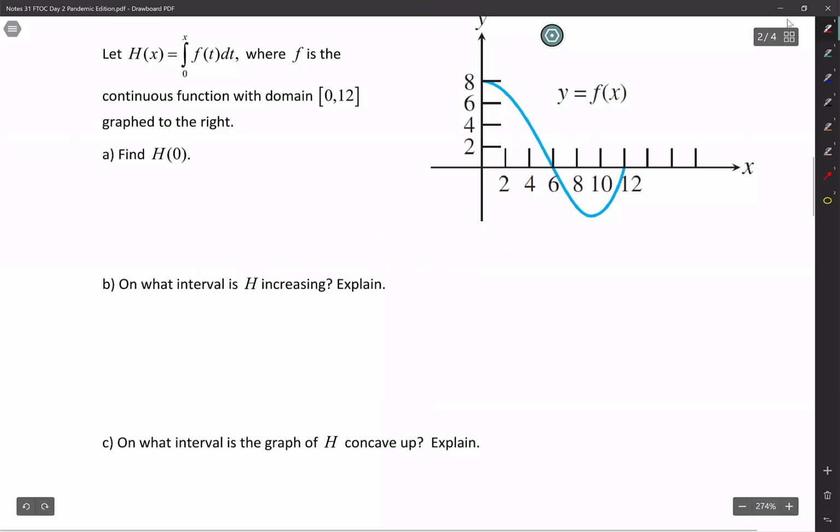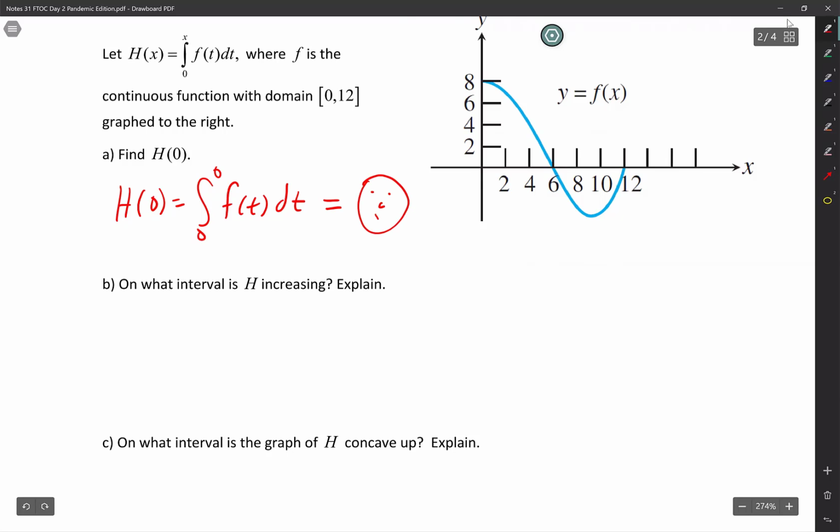All right, next question. Capital H. All right, no big deal. So it says capital H of x is equal to the integral from 0 to x of f of t dt, where f is a continuous function on the domain 0 to 12, graph to the right. Okay, find H of 0. They're being basic with us. H of 0 is the integral from 0 to 0 of f of t dt. So that is just what? That is just 0.